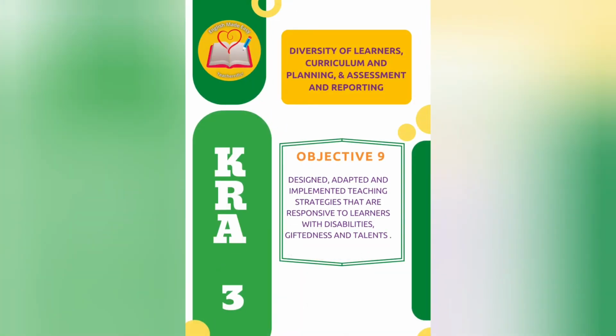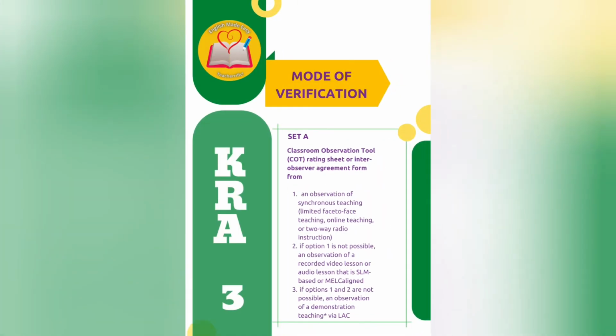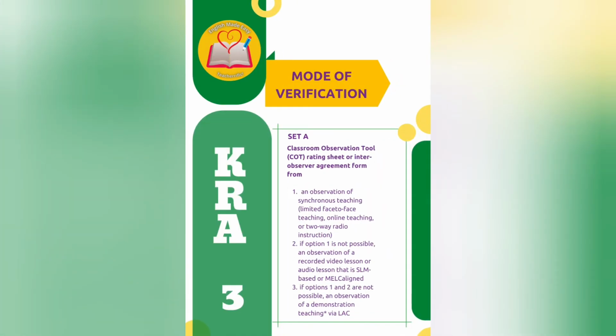Then we have KRA 3, or the Diversity of Learners, Curriculum and Planning, and Assessment and Reporting. Under this is Objective 9. Designed, adapted, and implemented teaching strategies that are responsive to learners with disabilities, gifts, and talents. Under this objective, we need again our COT for our MOV.